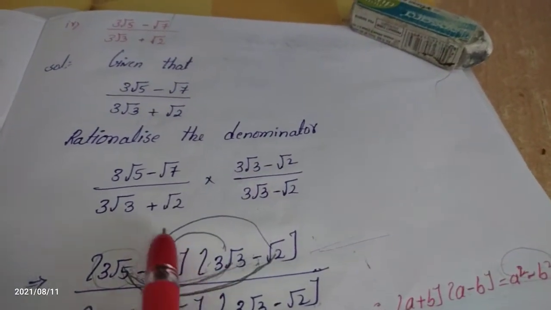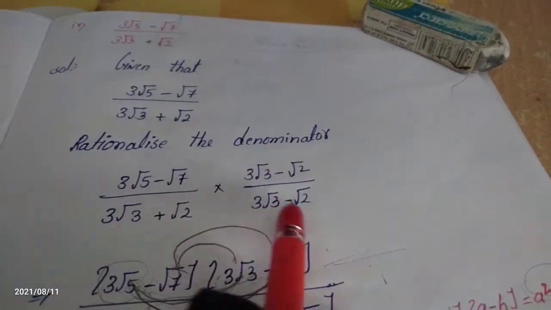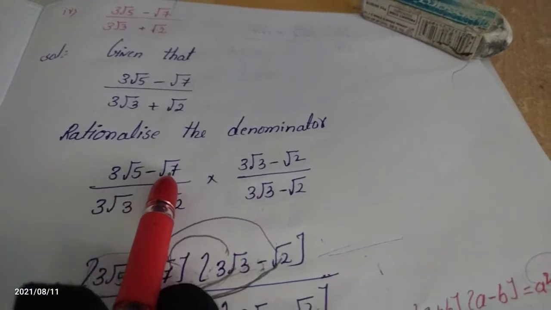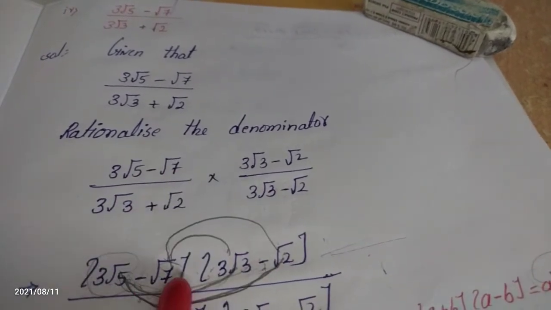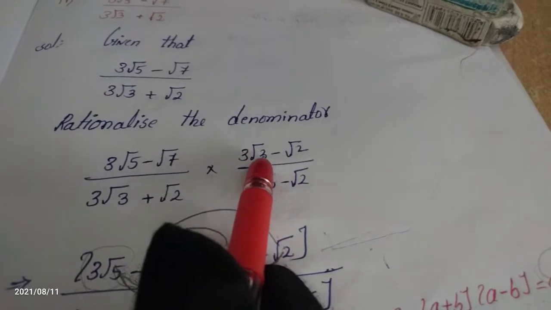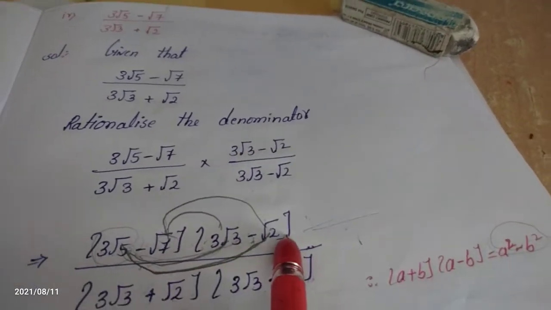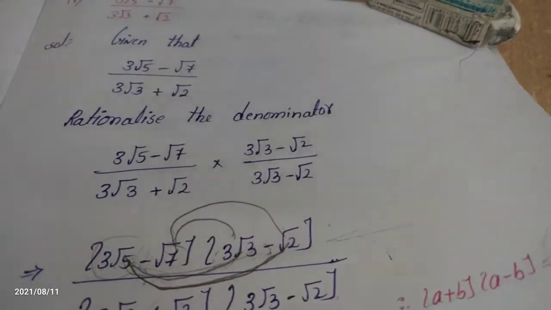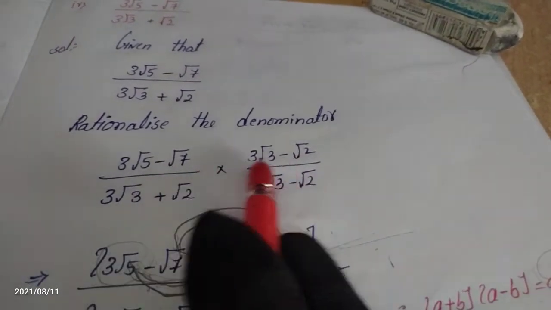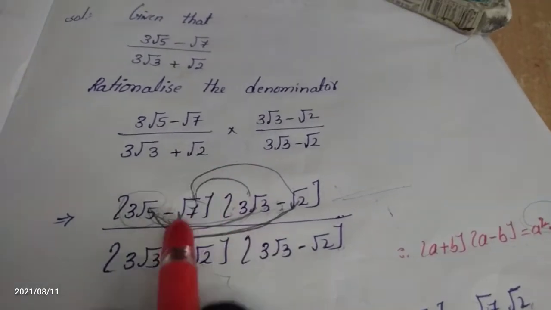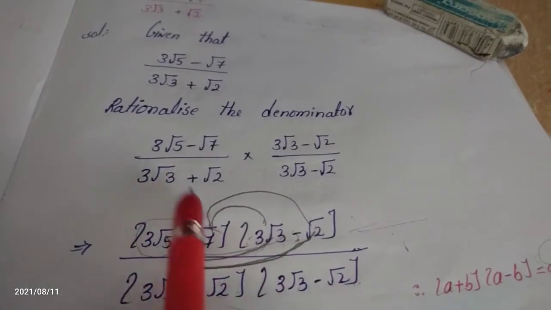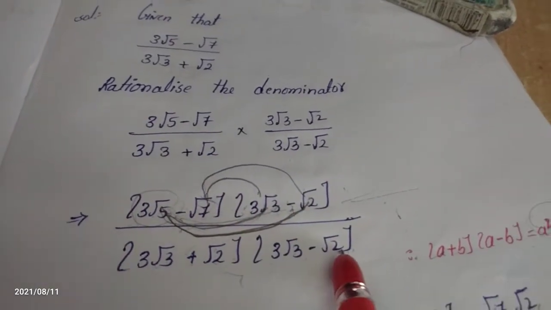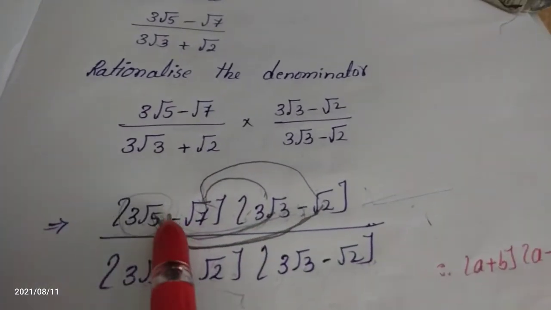Next step, we have to multiply the numerators and denominators with the help of brackets. 3 root 5 minus root 7 I am taking as one bracket, and 3 root 3 minus root 2 as the second bracket. We are multiplying the numerators, and in the denominator we write the same with brackets: 3 root 3 plus root 2 and 3 root 3 minus root 2. Up to that clear? Can you see the numerator?